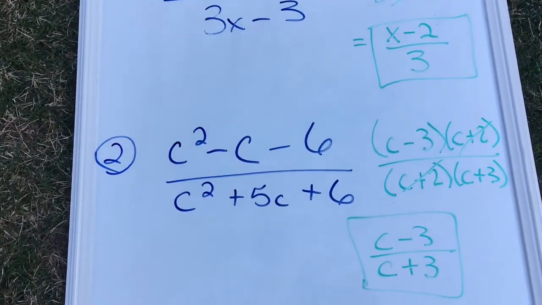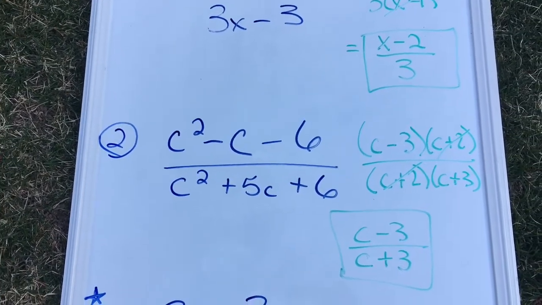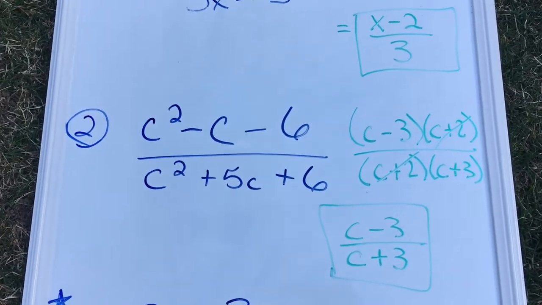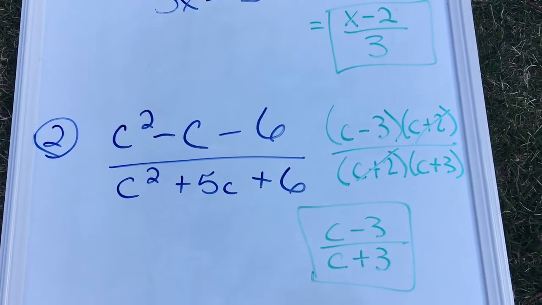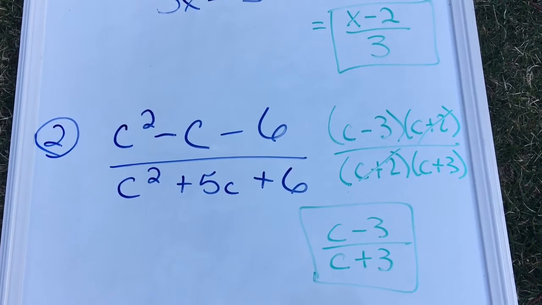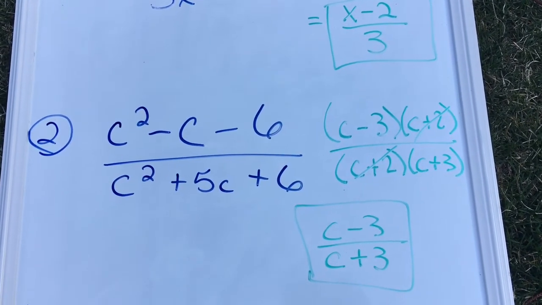For number 2, on the top we have c squared minus c minus 6. And remember, if it's just minus c, that's the same as minus 1c. So we need 2 numbers that multiply to be negative 6 that also add up to negative 1. So that would be negative 3 and 2. So on the top we have c minus 3 and c plus 2.